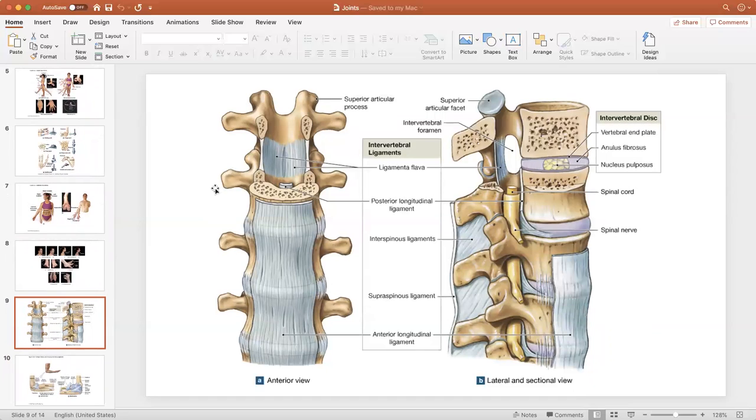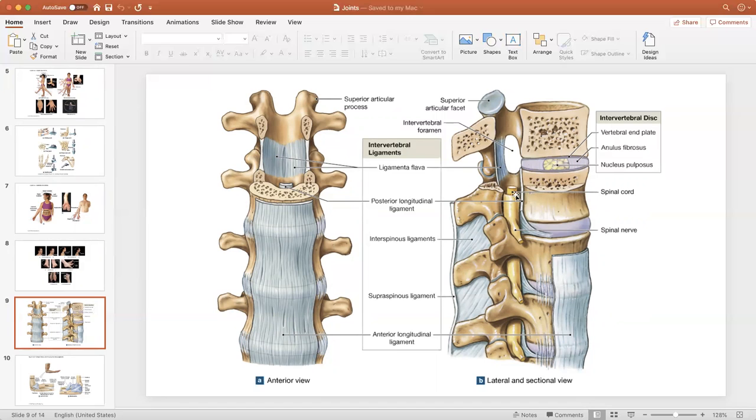We start in the spine. We have a couple different ligaments here. Again, we have intervertebral disc in between the vertebral bodies. So we have your vertebral end plates, then your annulus fibrosus, which is the fibrous surrounding tissue around the nucleus pulposus, which is kind of like a jelly.